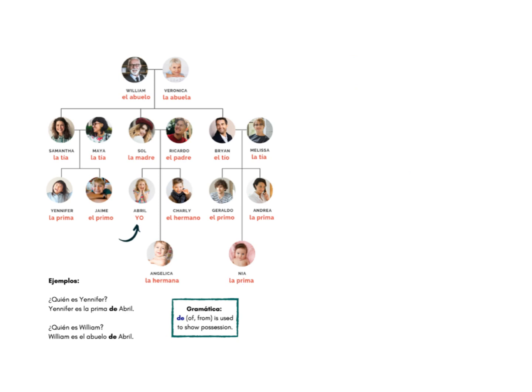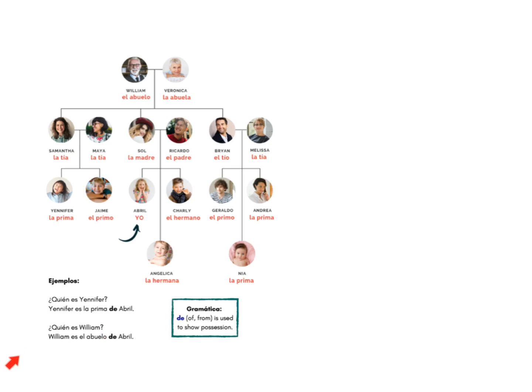So here are my examples. If I ask ¿Quién es Jennifer? Who is Jennifer? And I look here up on the chart on the family tree, I can see that Jennifer is la prima, and this is all based on Abril, remember? And I can form a sentence with that. Jennifer es la prima de Abril. In English that would be Jennifer is the cousin of April.